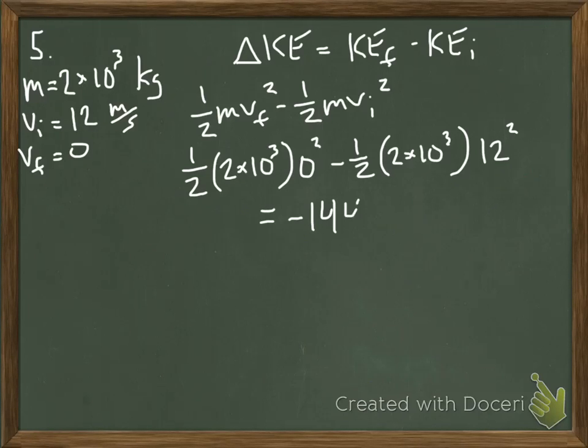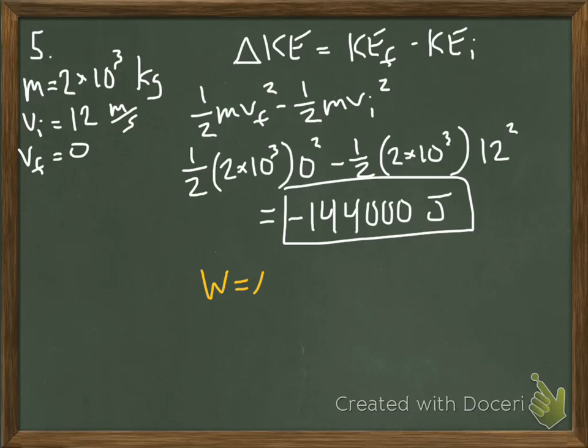Of course, it's going to come out negative because we're subtracting it, and that makes sense. We're losing energy when you crash into a tree, so it's going to be a negative value there.